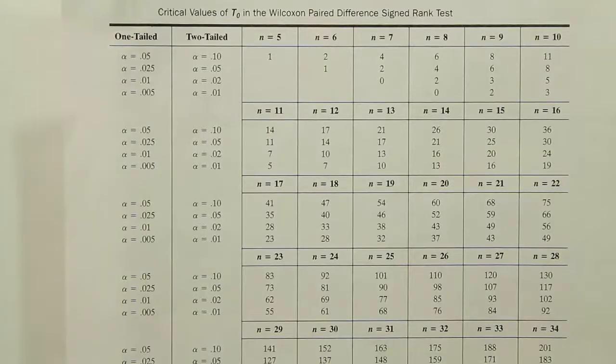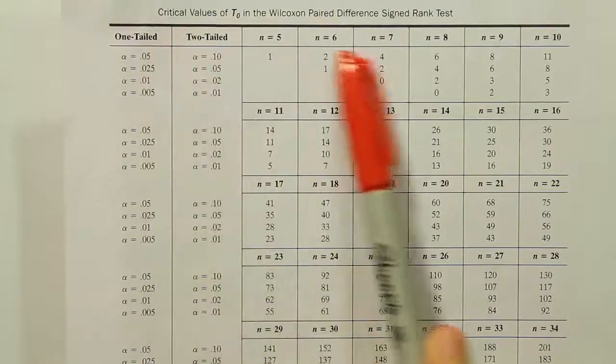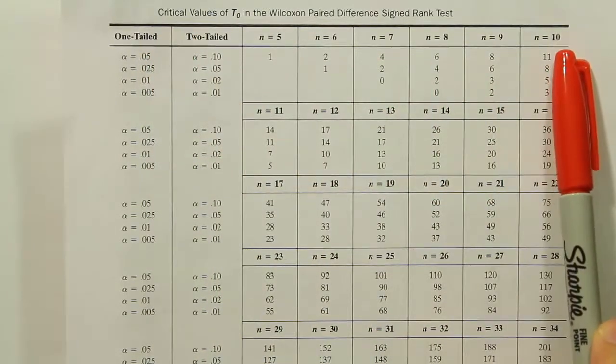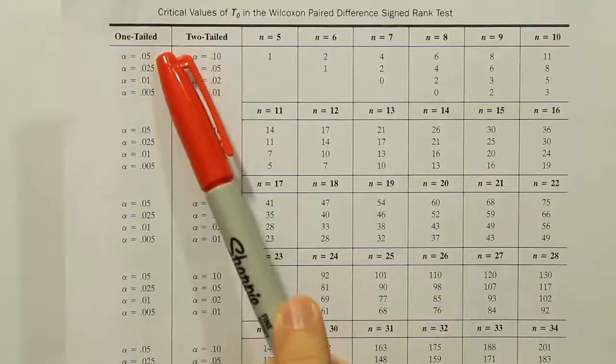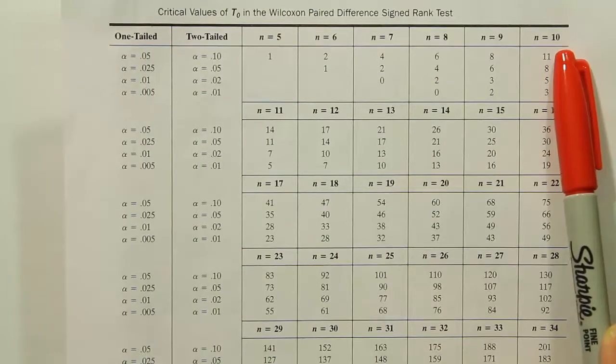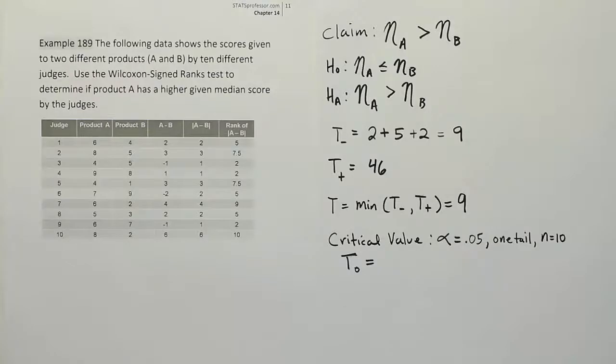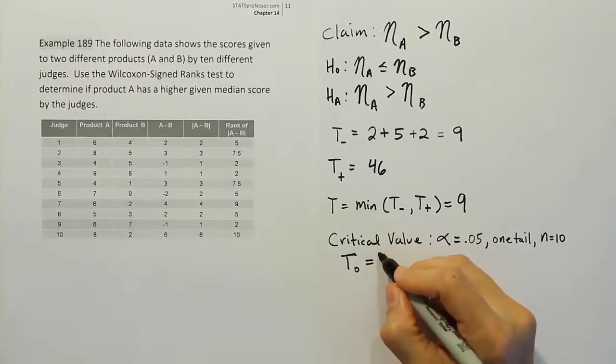Okay, so we're at the Signed-Ranks Test table, and we're looking for alpha of 0.05 in one tail with N being 10. So again, we're looking at alpha 0.05 in one tail and N being 10. That's going to give us the value 11, right? So we're looking for the value in the first row because we're in the 0.05 one-tailed where N is 10, and we get T0, our critical value, to be 11. Okay, so T0 turns out to be 11.